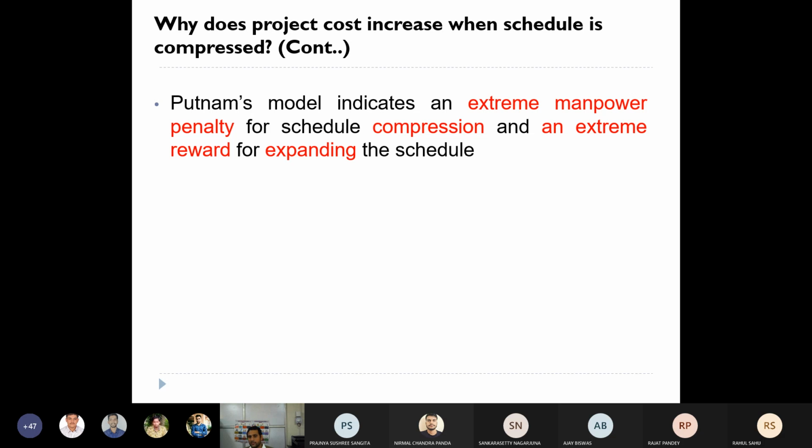So instead of 1 year, if we wanted to develop that particular solution, or the software, within 2 years, then what will happen? Usually you will not see any increased cost. Why? Because we will not see this manpower penalty.